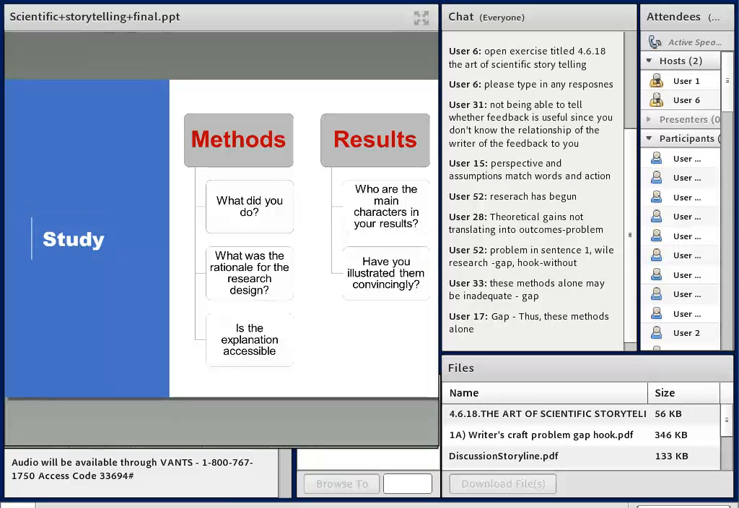And then, is the explanation accessible? Meaning, if someone else, somewhere else, wanted to replicate your study, have you explained enough that they could take the methods out and then apply them in their own context?